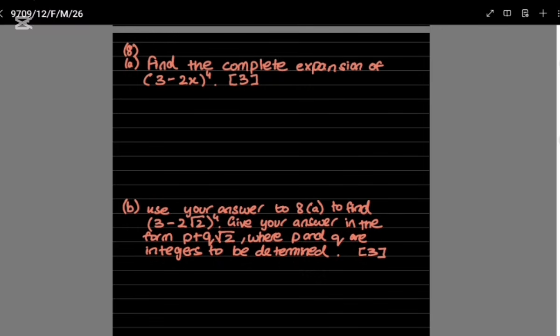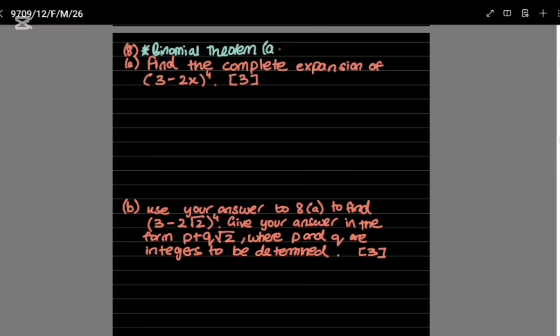Question number 8, part A. Find the complete expansion of (3 minus 2x) to the power of 4. Now over here we use something known as the binomial theorem. Now why do we use this? Because if it's something like to the power of 2 or to the power of 3, we can use the identities. But for bigger powers, for bigger exponents, and to save time, we use the binomial theorem.